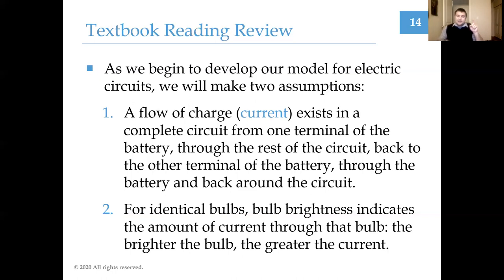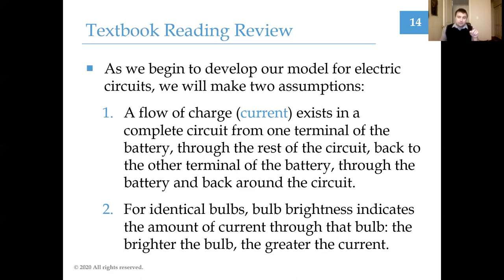All right, and our second assumption here is a bit of the bigger one. We'll need this as we go through our discussion today and in the next lecture. If the bulbs are identical, and by identical we mean that these bulbs carry the same resistance, and all the bulbs that you will be working with in studio for the most part are going to be identical, they will have the same resistance.